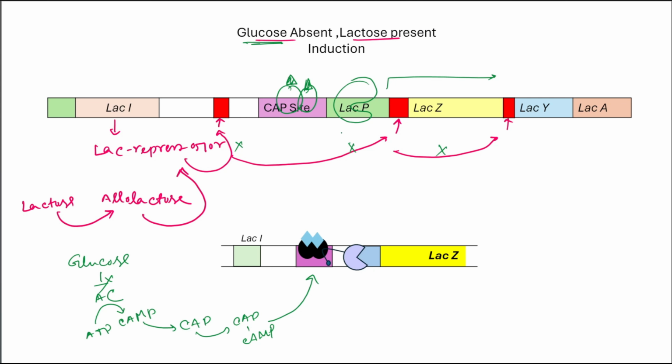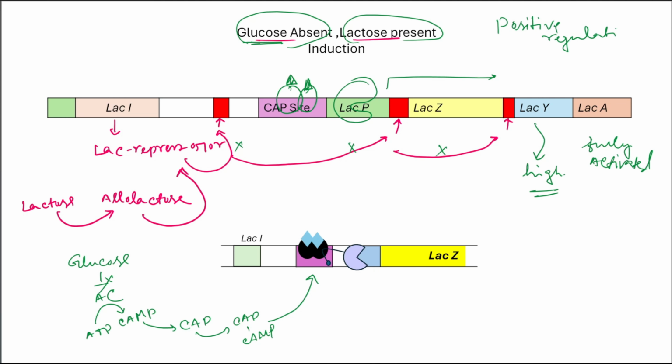So the RNA polymerase binds in the promoter site strongly. Then the transcription level is high. So if the glucose is absent and lactose is present, then the lac operon is fully activated and expression is at the highest level, because CAP is also present and allolactose is also present. Both recruit RNA polymerase strongly and transcription level is high, and this is called positive regulation, where activator binding increases the rate of transcription. So the activator is CAP.